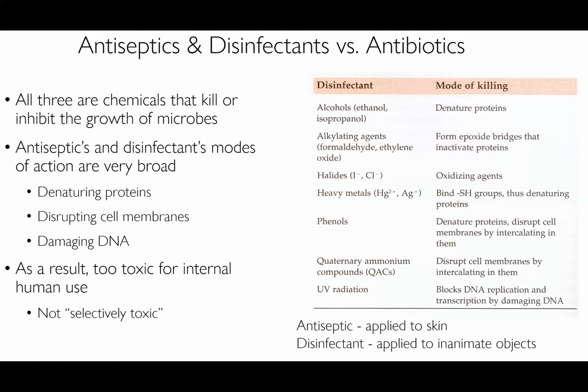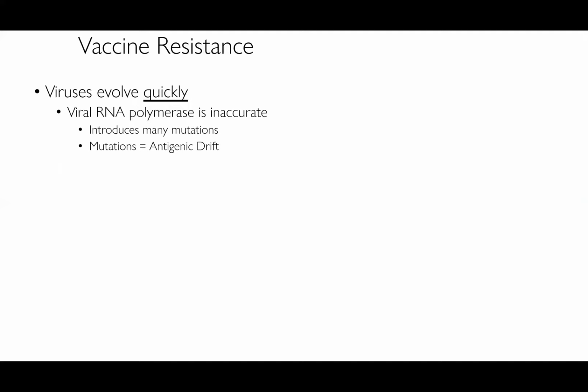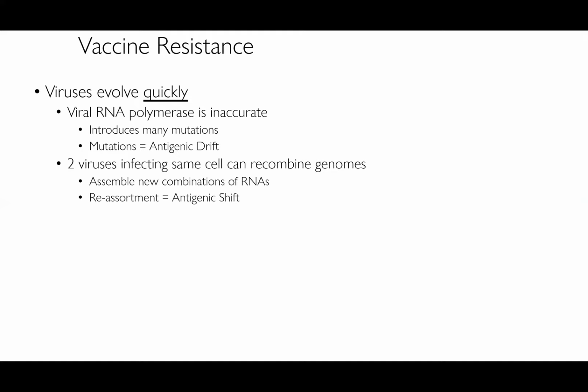In addition to antibiotic resistance, we can also see vaccine resistance. As we talked about with HIV in particular, retroviruses can evolve extremely quickly, in particular because the polymerase that transcribes the viral genome is very, very inaccurate. Remember, it can induce multiple mutations in a very rapid period of time, as we talked about with HIV last class. In addition, sometimes two different viruses, or two viruses that are slightly different, can infect the same cell and fuse their genomes together, potentially dramatically changing them.